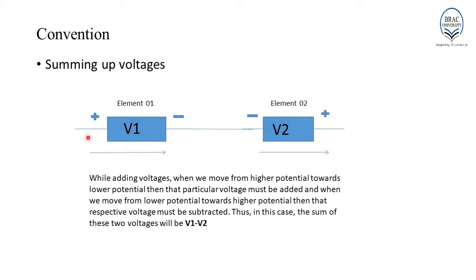In this case, we are moving from higher potential towards lower potential. So, this voltage V1 must be added, that is plus V1. And in this case, we are moving from lower potential towards higher potential. Therefore, this voltage V2 must be subtracted. So, the sum of these two voltages in this case will be V1 minus V2.